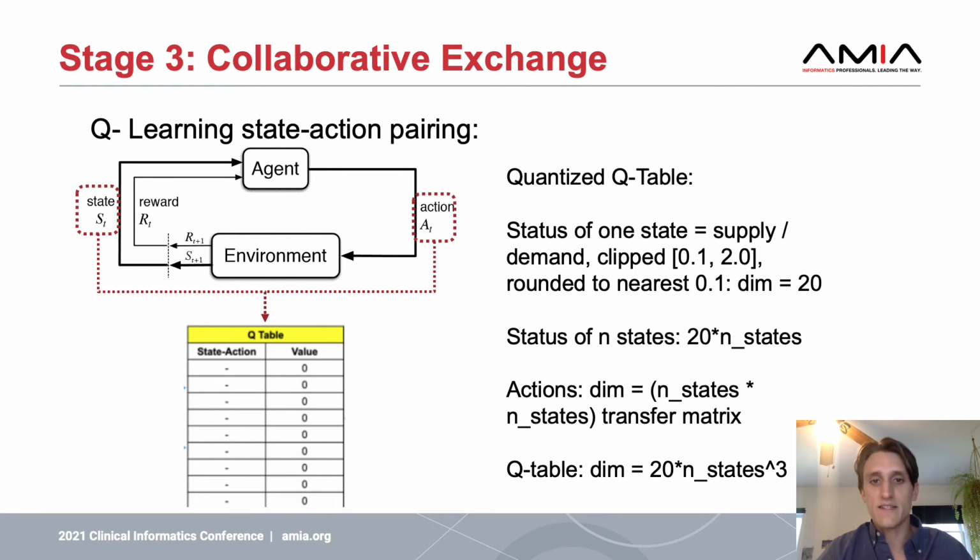We define the status of a state to be the ratio of ventilator supply to demand in that state on a given day, and quantize that ratio to one of 20 finite states between the integers 0 and 2, resulting in the daily status having a dimension of 20 times the number of participating states. With an action being defined as a binary state-by-state transfer matrix, we ultimately are left with a Q table of dimension 20 n states cubed, which was tractable for up to 50 states and performed well.